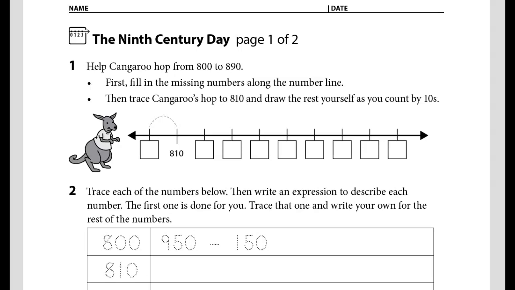If we're counting by tens, what number would we start on? If you're thinking 800, that's good thinking. Trace Kangaroo's hops to 810, and then you'll be drawing in the rest yourself as you count by tens. Remember to fill in all the boxes.